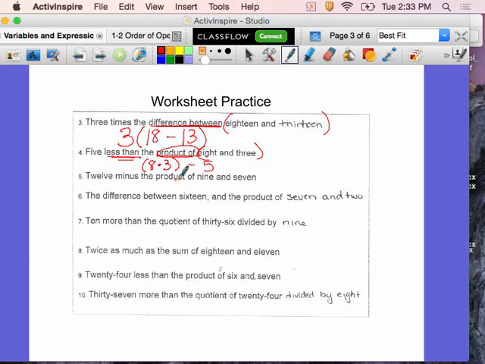12 minus the product of 9 and 7. So I'm using minus, so the order is fine. So it's just 12 take away and then the product, 9 and 7. 9 times 7.